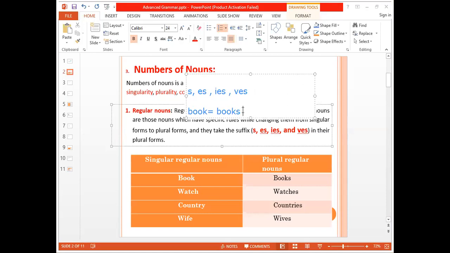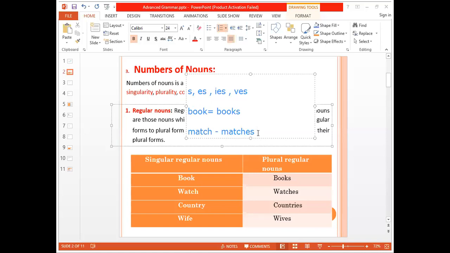If I say, for example, another one that takes ES, if I say match, M-A-T-C-H, clear? Match, plural of match is what? Matches, M-A-T-C-H-E-S, clear? It takes ES at the end. So we call it what? We call it regular noun because it follows the rules. How it follows is ES, IES, or VES, we will study it later on, clear?